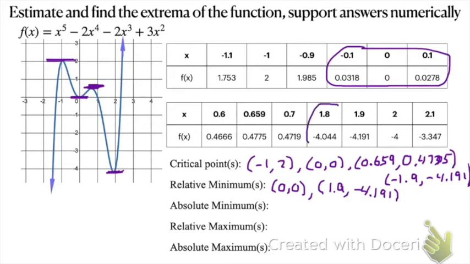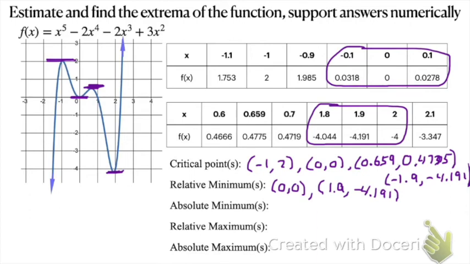Again, we look at a table. I use a step of 0.1. I show a point before it, a point after, 1.9, and you'll see that we have negative 4.044. It goes down to negative 4.191 and then back up to negative 4. This demonstrates that 1.9 is lower than the parts around it. Then we look at our absolute minimums.